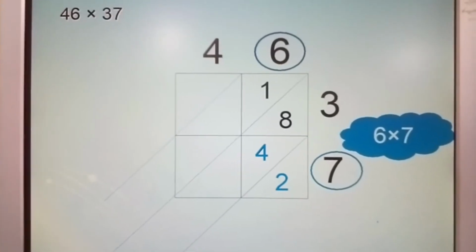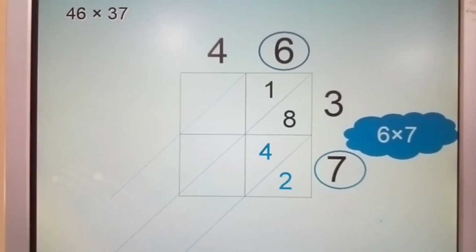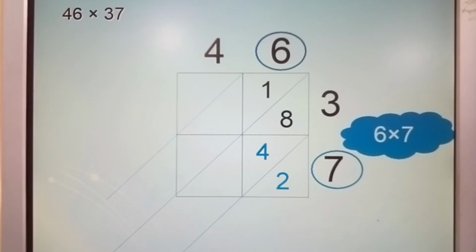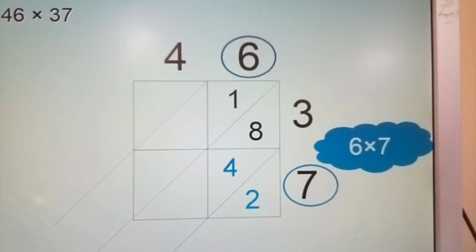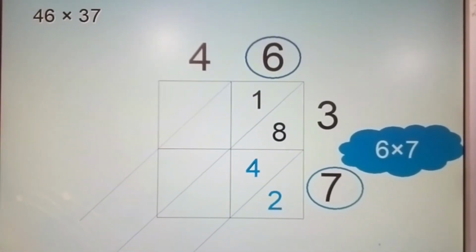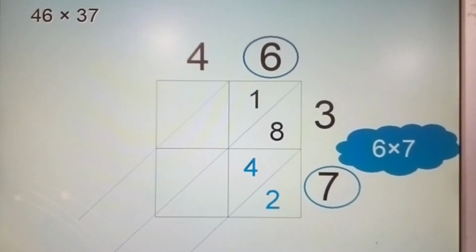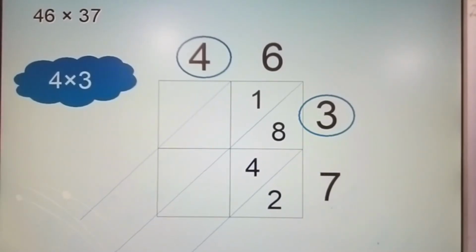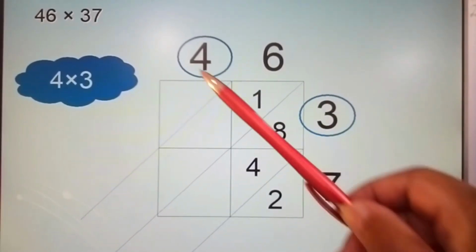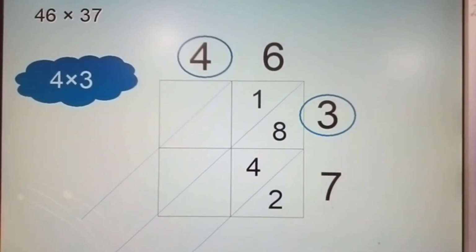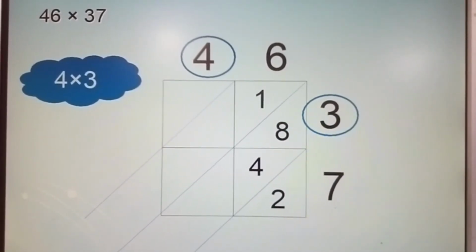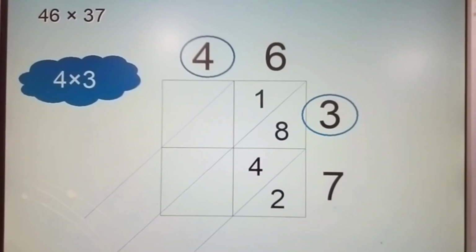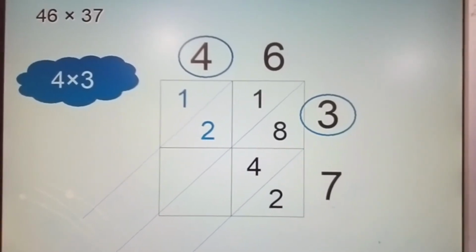Now, which one are we going to do next? Next, we're going to multiply the 4. So we're going to have 4 times 3 equals what? 4 times 3 equals 12. Okay, 12 goes in there.